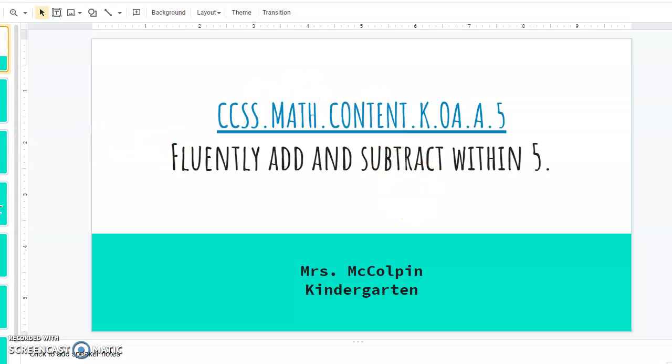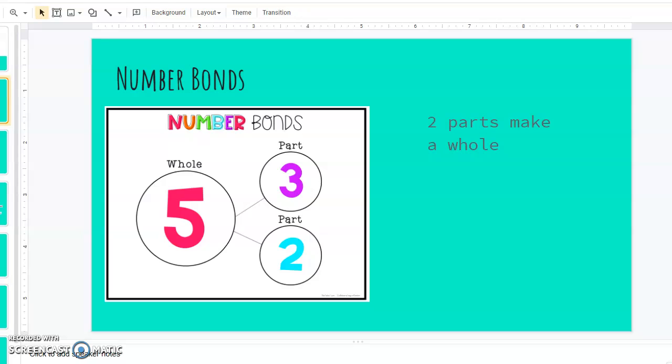And so moving along, in order to add or subtract, the thing that helps it make sense are number bonds. So number bonds are two parts, which are these smaller circles that make up a whole, which is this bigger circle. So this number bond is saying that 3 and 2 make 5. So all a number bond is, is two parts that make up a whole.